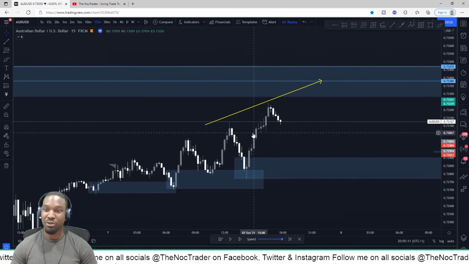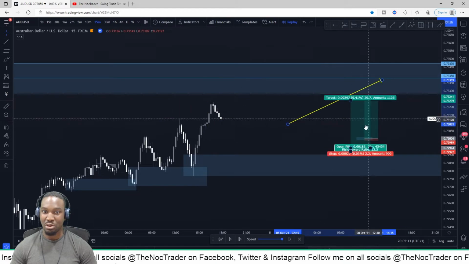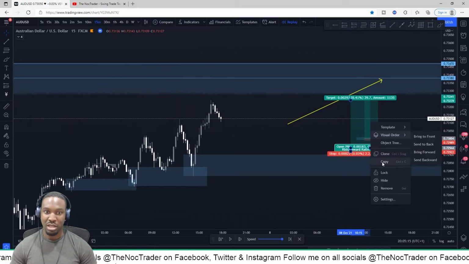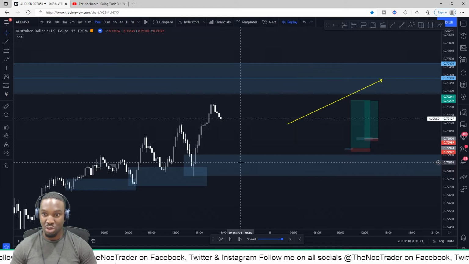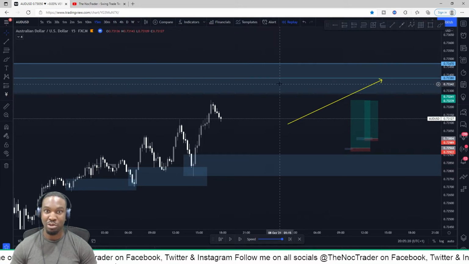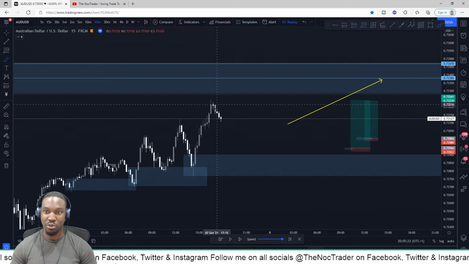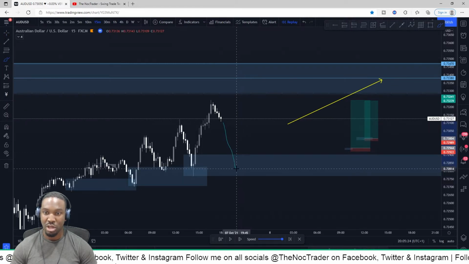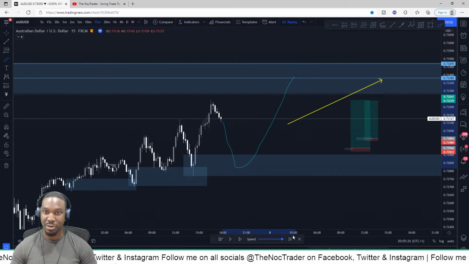So what I was looking for was price to retrace back down. You can see it here anyway. To retrace back down to this order block and then climb up to the 4-hour order block. So what I was looking for was a retracement back down to this 1-hour order block to then retest this 4-hour order block somehow.